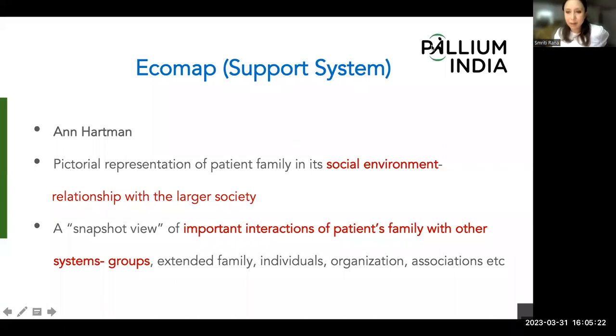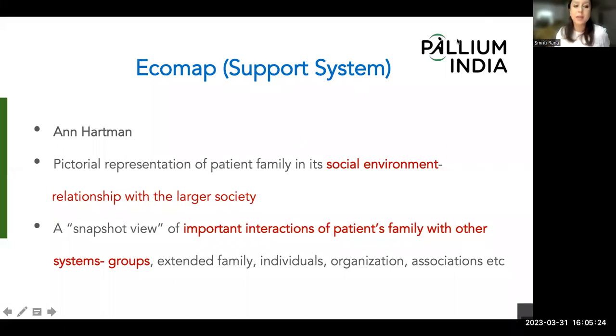Like the genogram tells you about the dynamics and structure of the family, the EcoMap tells you where the family sits in a larger social setting. And that is also very important because as palliative care providers working in community settings, this is something that's very important for us to know. The EcoMap is something developed by Anne Hartman.